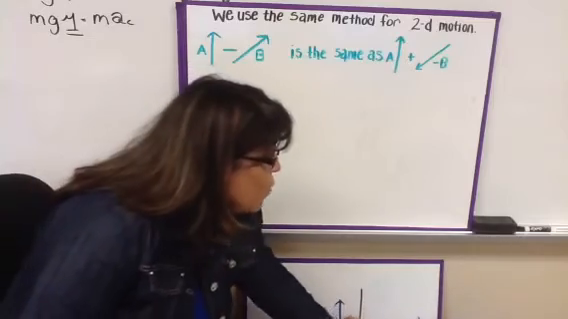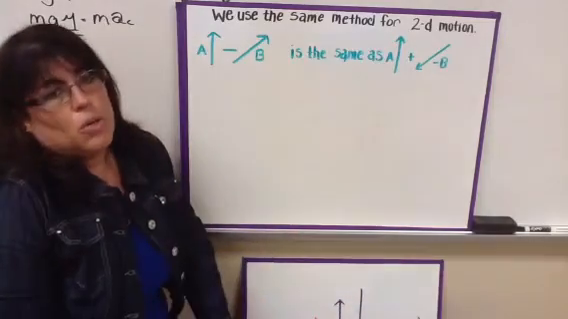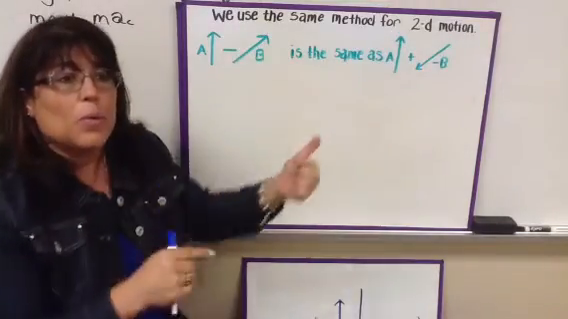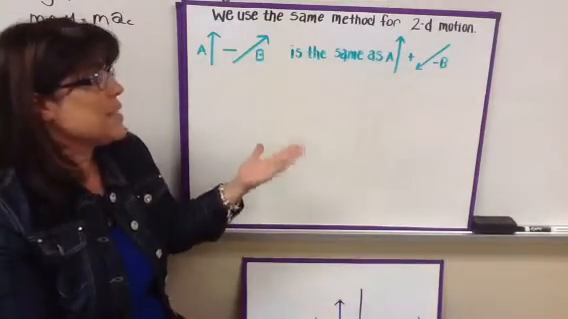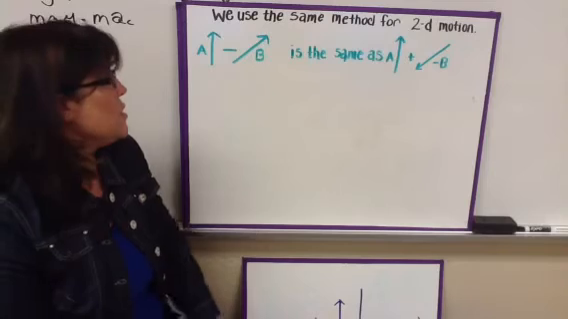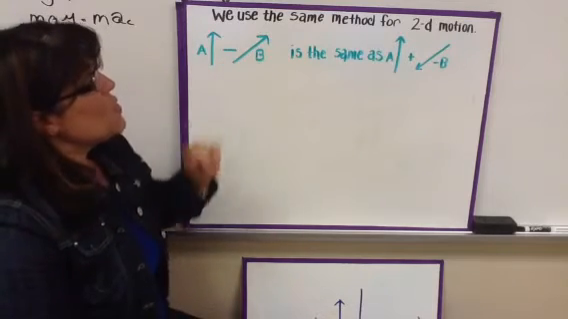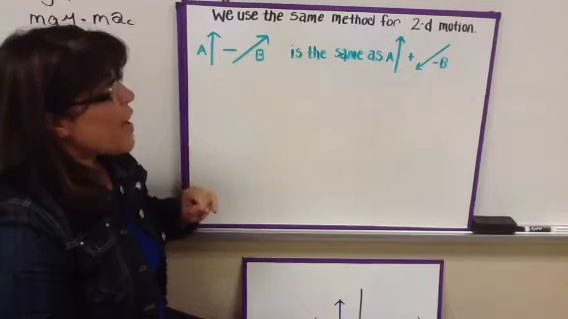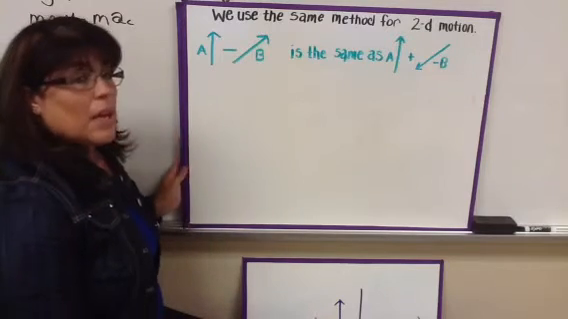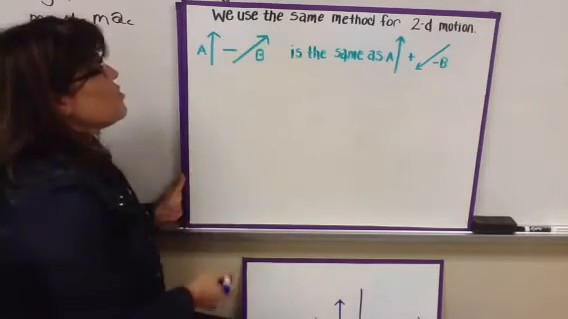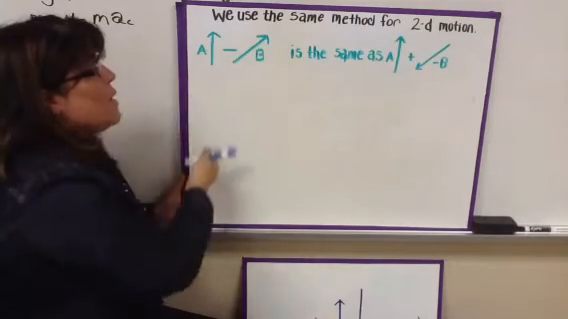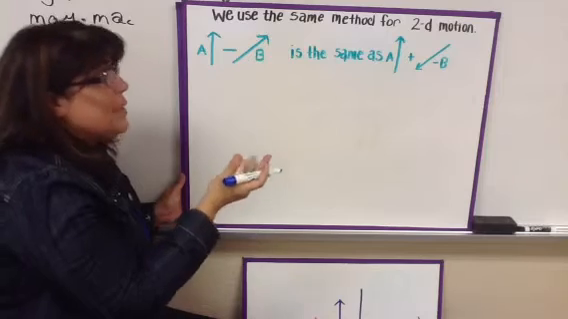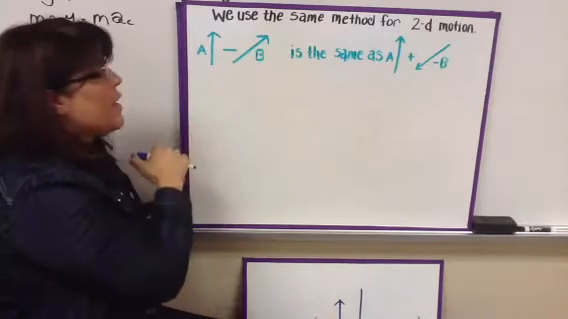Okay, so now what happens if we're in two-dimensional motion? The boat and the spy were both on the x-axis, but what happens now if we have something in the x and the y direction? We're going to use the same method, but when we subtract vectors, we have to be a little bit careful. Because if I have vector A going straight up, and vector B now going at an angle, it's no longer going only in the same direction as vector A.